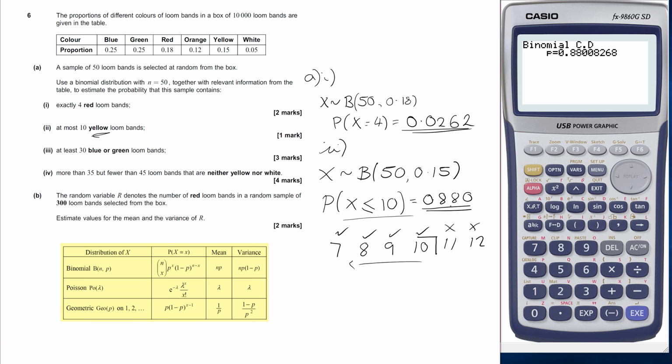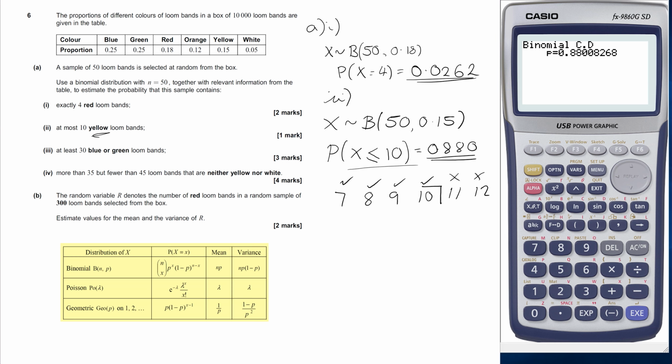Moving on to part 3 then. This time we are looking for at least 30 blue or green loom bands. So x is still binomial, there are still 50 trials, but now what's the probability of getting a green or a blue? The blue is 0.25, the green is 0.25, so the probability of getting a green or a blue is those two added together. Identifying the 0.5 is the first mark of our 3-mark question.